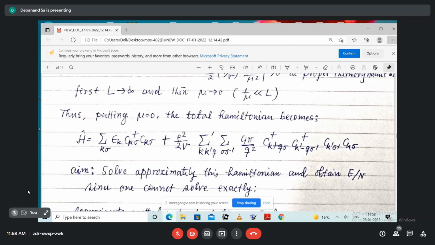And now one has to solve this and get the ground state energy per particle. That's the aim, because this is an exactly solvable problem, which we know in the free electron gas. Now, this is an interaction, and solving an interaction term is not very easy. That's very, very difficult, because this is an n-body problem. So we'll think of solving this in some way to calculate the ground state energy.